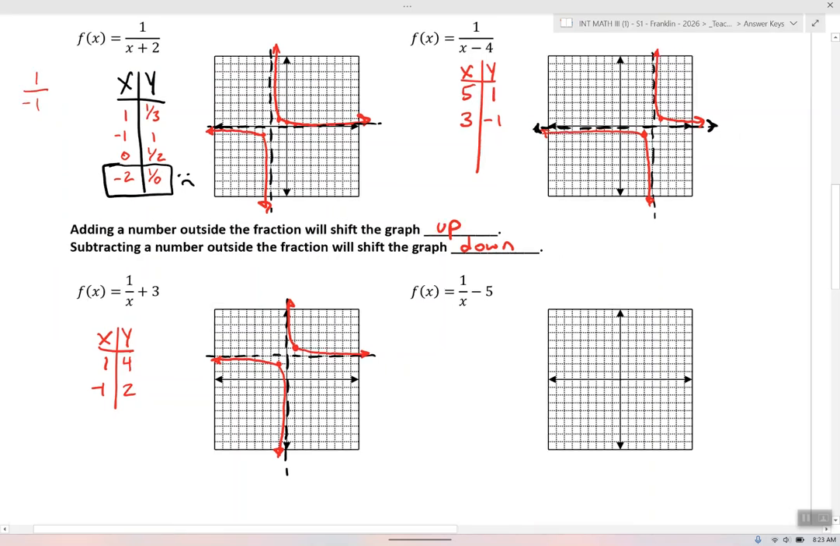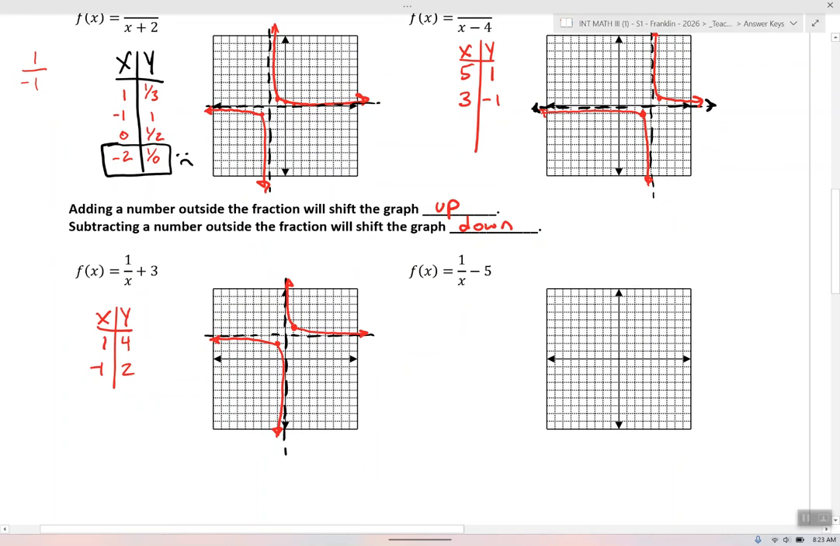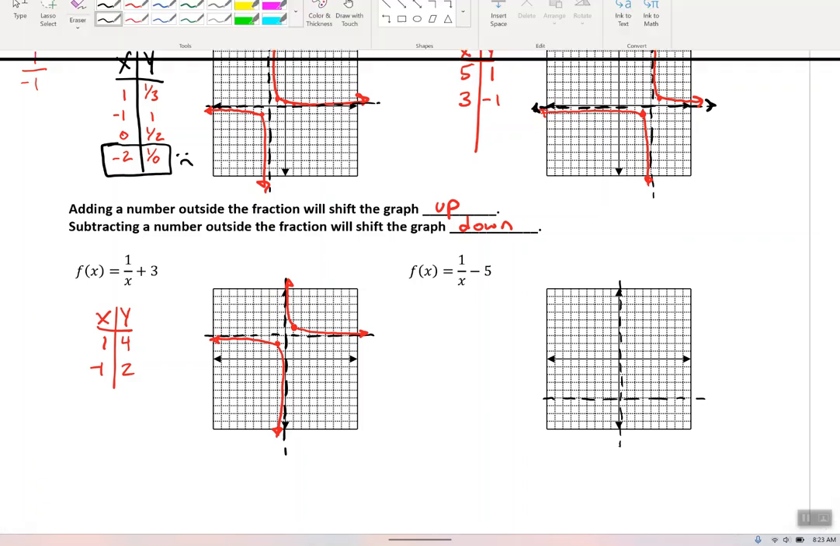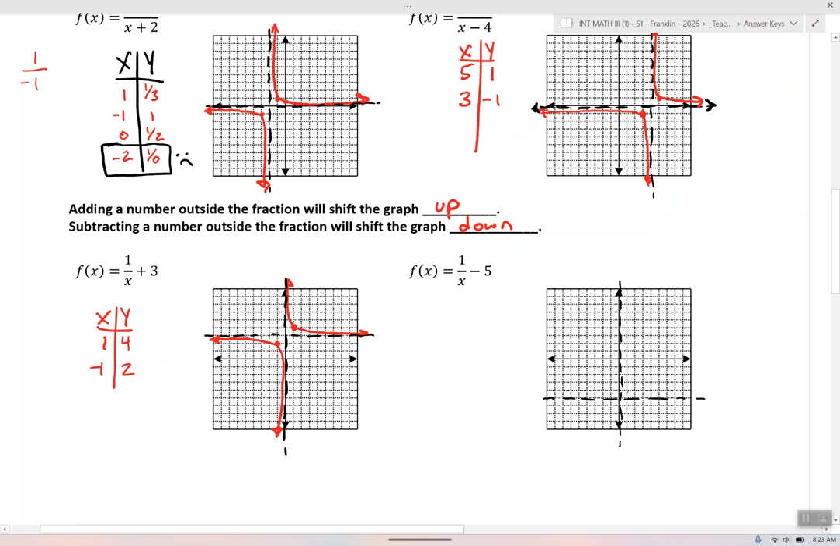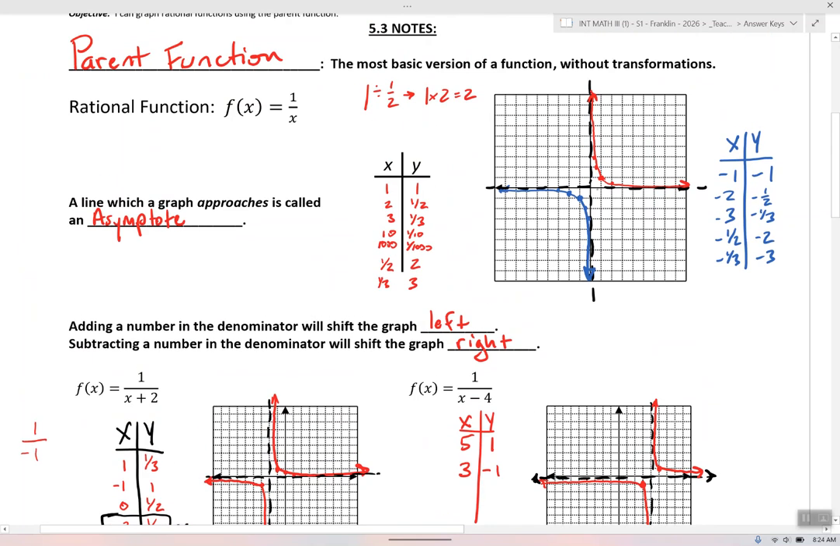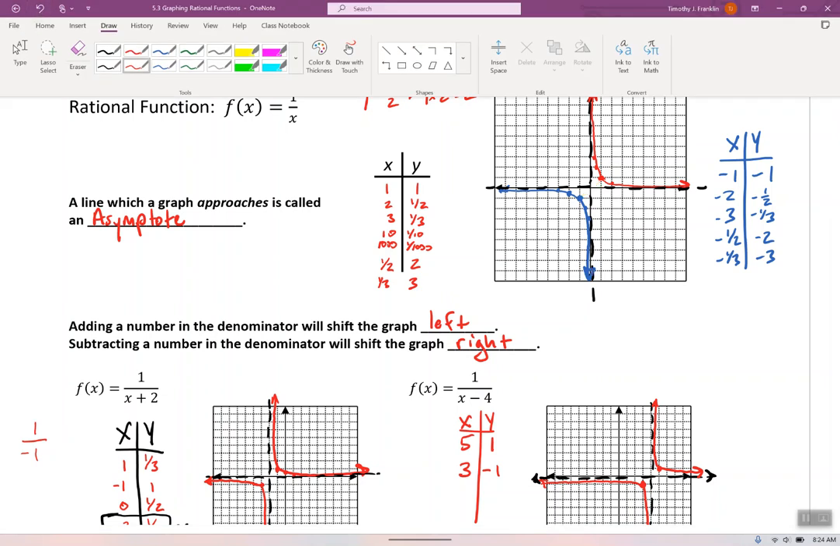So here we have 1 over x minus 5. That should move it down 5 spaces, but leave the middle the same. And again, it's enough, I think, to check these corner anchor points that we know are just one up from the asymptote on each side, because that's what our parent function had.